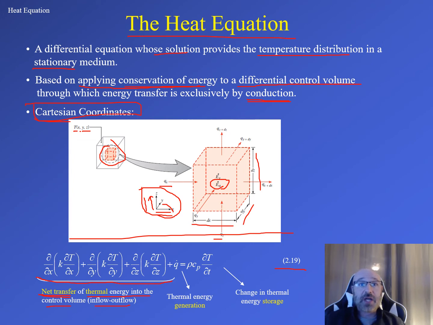Then we have our q dot term, or our thermal energy generation term right there. And this is equal to, over here, our change in our thermal energy storage. So this should look familiar. These are all our terms again, x, y, and z for our Cartesian coordinate system. So again, this relates back to our governing equation shown as equation 2.19 in our textbook.